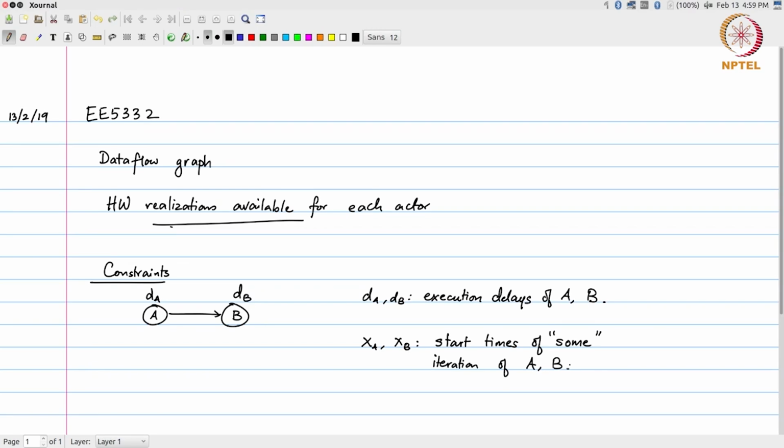Right? In the previous cases, we wrote down basically iteration 0. So I would say A0 was the first iteration of A, A1 is the second iteration and so on. So you can call it that if you like. So you can say the 0th iteration if you like. Okay. So XA and XB essentially refer to the starting time of that 0th iteration of A and B.